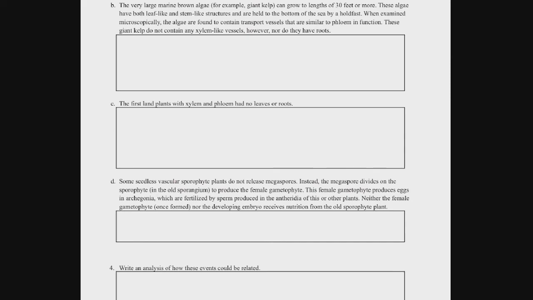Alright, B. The very large marine brown algae, for example giant kelp, can grow to lengths of 30 feet or more. These algae have both leaf-like and stem-like structures and are held to the bottom of the sea by a holdfast. When examined microscopically, the algae are found to contain transport vesicles that are similar to phloem in function. These giant kelp do not contain any xylem-like vesicles, however, nor do they have roots.